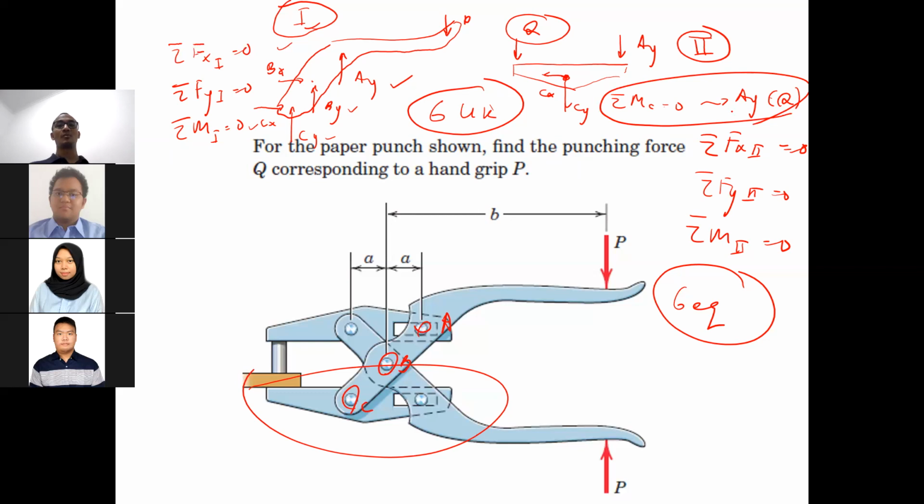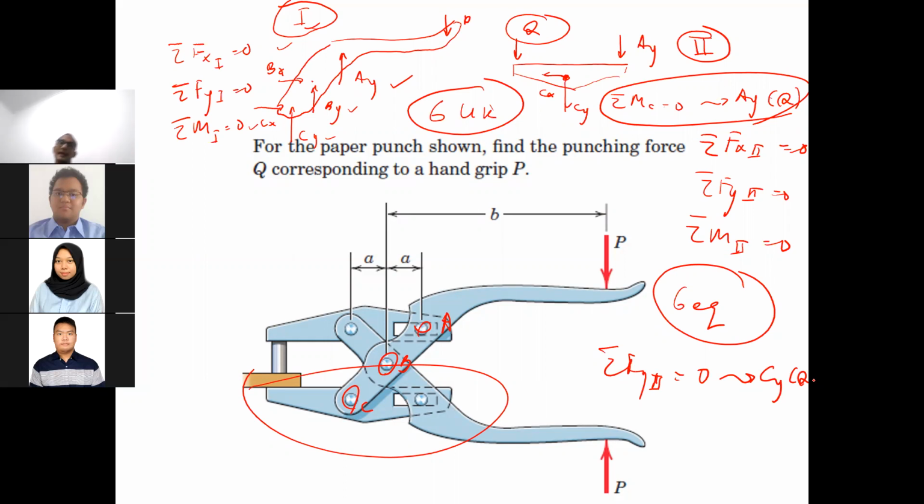Using what Raditya did just now, we can get AY in terms of Q by using sigma moment at C. And then using sigma Fx equal to 0, we know that Cx is 0. Correct, Raditya? Yes. Okay, and by using sigma Fy2 equal to 0, we will get Cy in terms of Q as well. Correct? Okay, Raditya? Yes.